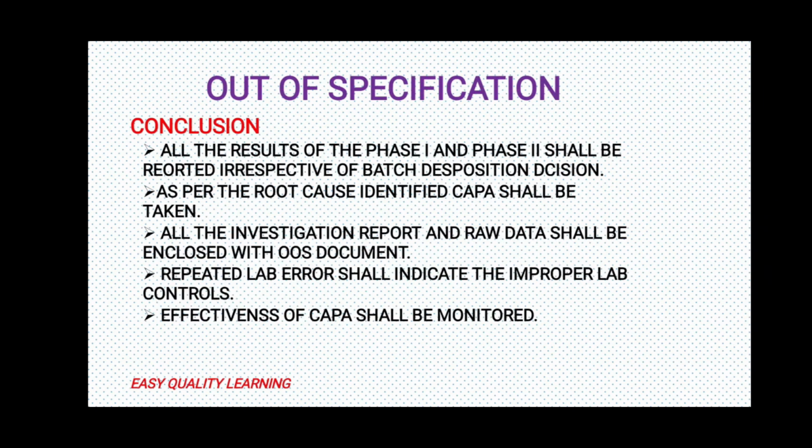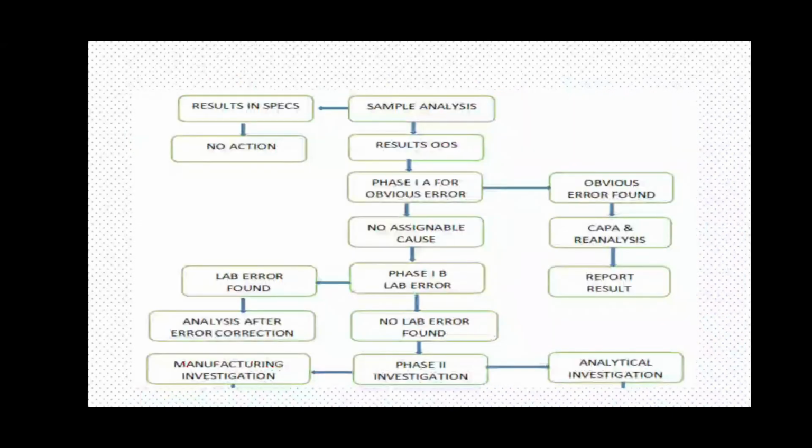Then conclusion. All the results of Phase 1 and Phase 2 shall be reported irrespective of the batch disposition decision. As per the root cause identified, CAPA shall be taken. All the investigation reports and raw data shall be enclosed with the OOS document. Repeated lab error shall indicate improper lab controls. Effectiveness of the CAPA shall be monitored, that whatever CAPA we have taken, how effective they are should be monitored.